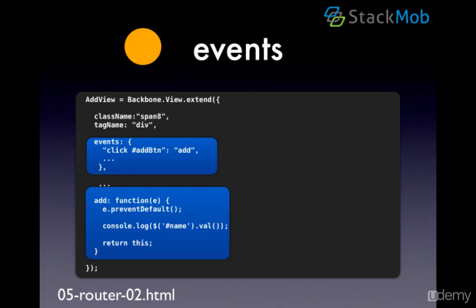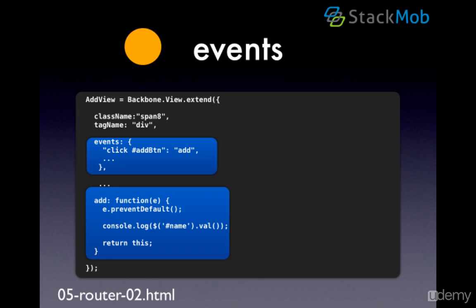Now in the next example, we're going to look at router 02. In this example, I want to add a new concept to my view, which is my events. I can declare that I want to listen to a click event, a key press event, or a touch event, and I want to target that click on an element that has an ID of add button. When that event occurs, when it sees that the add button has been clicked, it will then call a method called add.